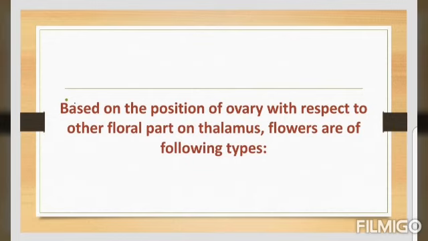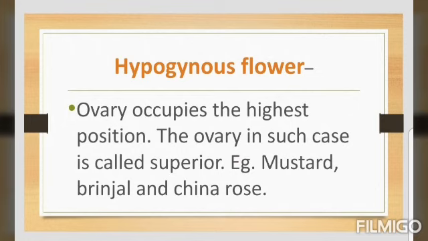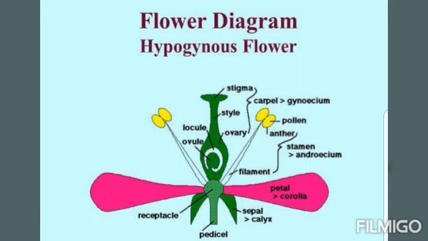Based on the position of calyx, corolla, and androecium in respect of the ovary on thalamus, the flowers are described as hypogynous, perigynous, and epigynous. In the hypogynous flower, the gynoecium occupies the highest position, while the other parts are situated below it. The ovary in such flower is said to be superior. Say for example mustard, China rose, brinjal.